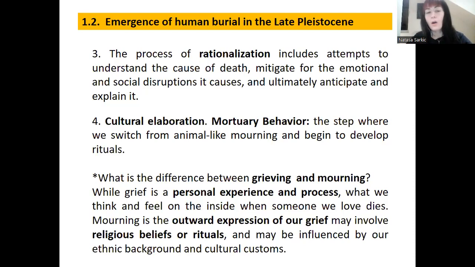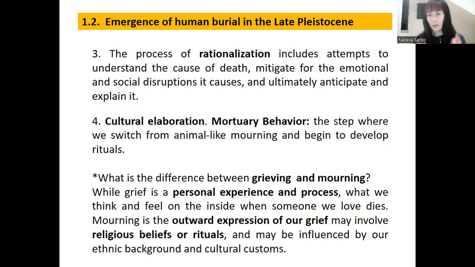Or we can also say that elaborating this, making the culture event of it, is going from something that is very personal, what we feel and think when someone dies, to the next step, which would involve religious beliefs and rituals, but is also involving the rest of our community.